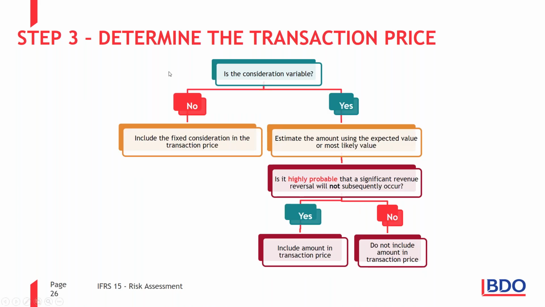Now, that constraint is if you've got variable consideration, if we said yes, there's variable consideration on the right-hand side of this decision tree, you have to estimate the amount of that variable consideration or your transaction price around the expected value or the most likely value. The most likely value is if there's only two alternatives. The expected value is there's a range of alternatives and you'll apply a weighting to it. But then your next question is, is it highly probable that a significant revenue reversal will not subsequently occur?